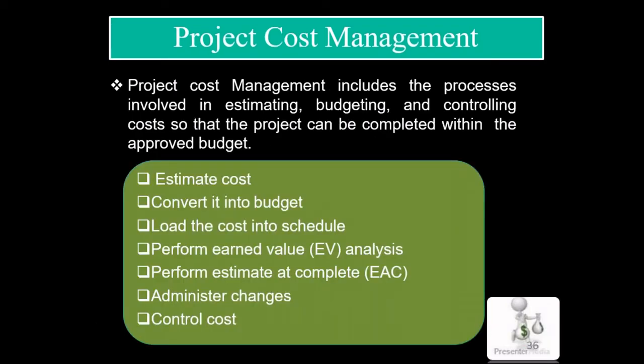Cost management. The cost management process involves estimating, budgeting, and controlling of cost, so that the project can be completed within the approved budget. So if the budget is 1 lakh for the construction of a toilet, let's say, and in the planning stage itself the estimated budget is going above, then the planning is poor.